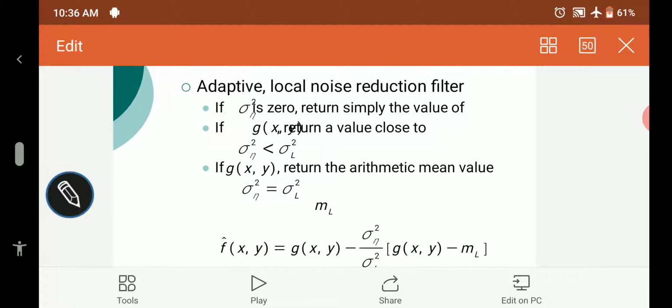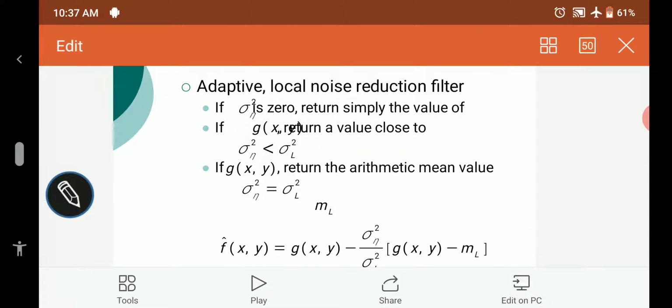The simplest statistical measurements of a random variable are mean and variance. These are two quantities very closely related to the appearance of the image, where the mean value gives the measure of average intensity in the region over which the mean is computed, and the variance gives a measure of contrast in that region. So our filter is to operate on a local region S xy.